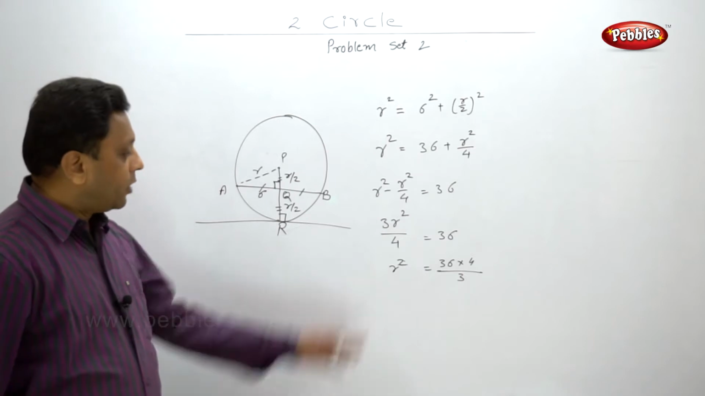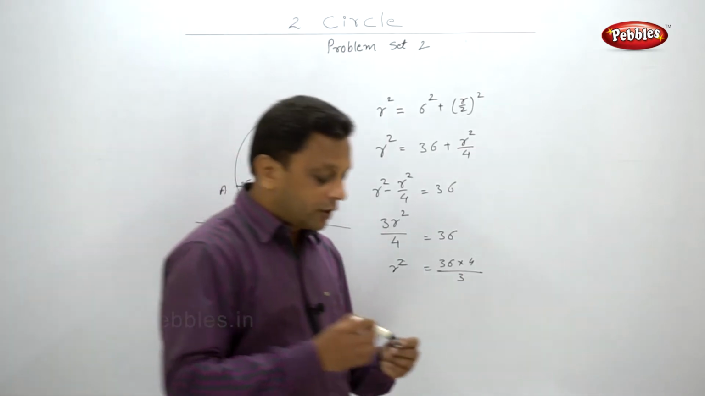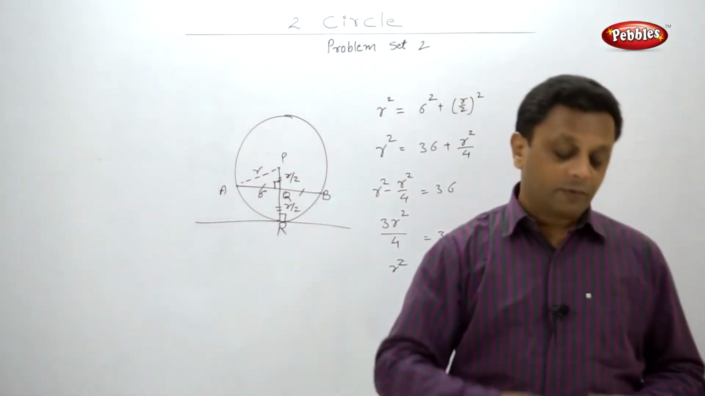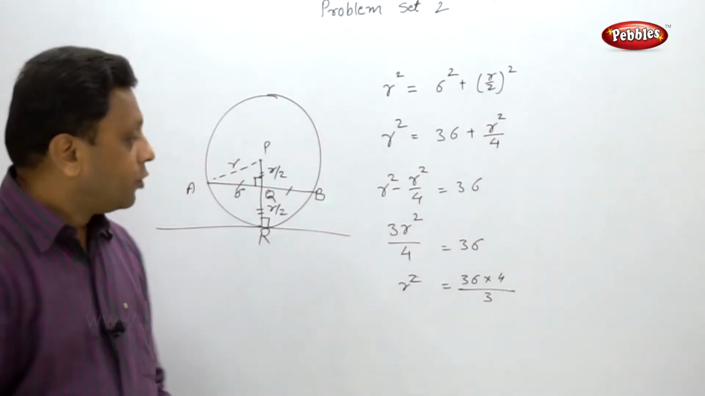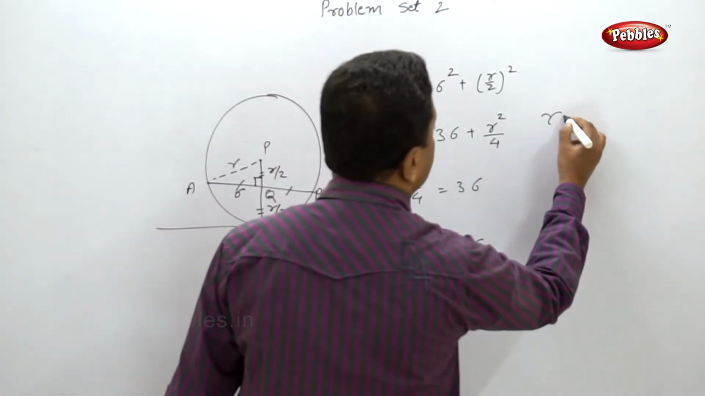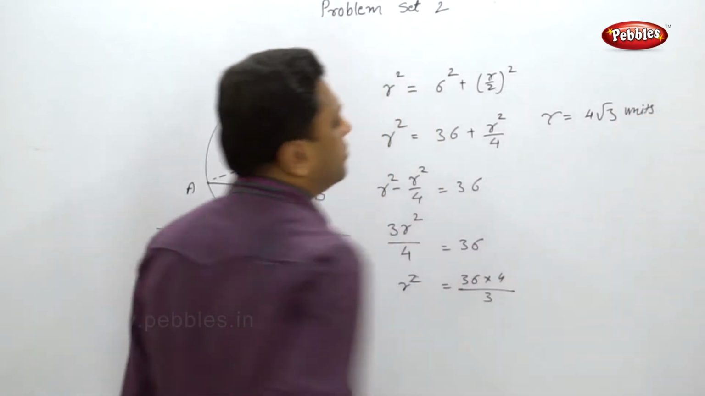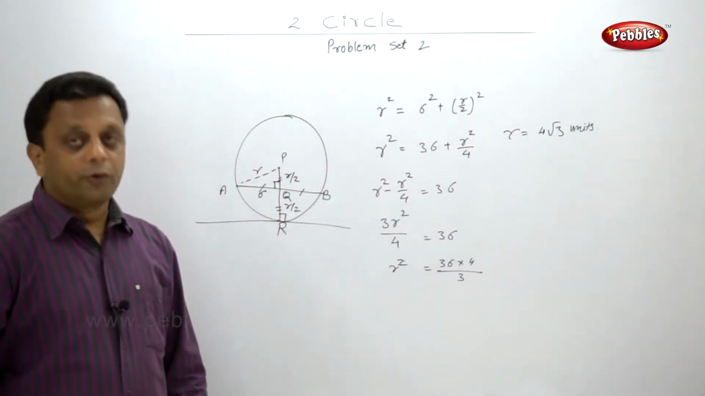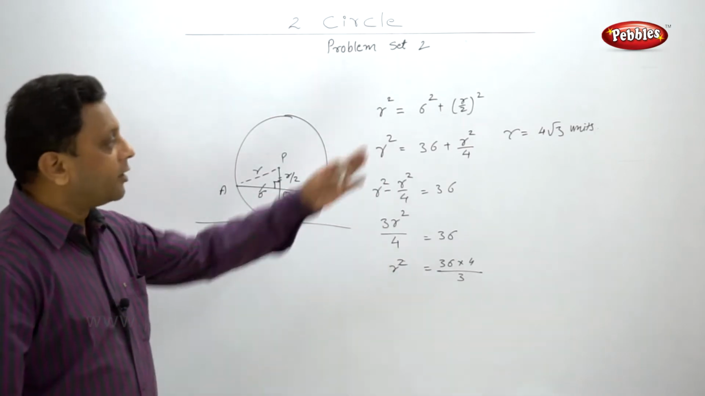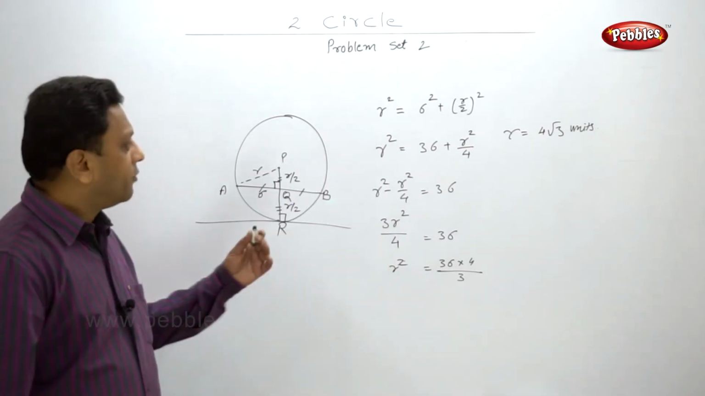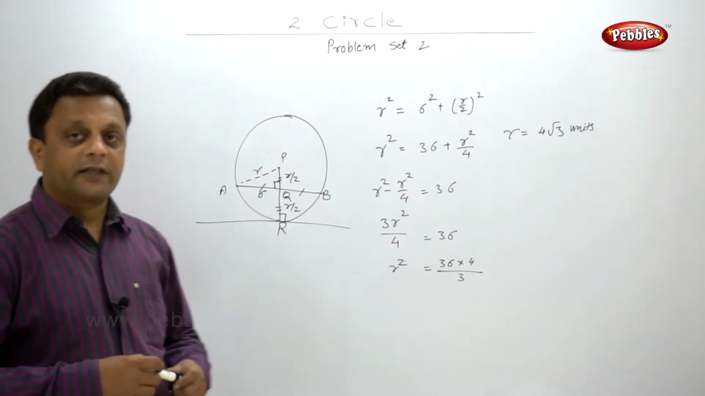So pause your video and find the value of R. That is your required answer. Please do it now. The answer is 4 root 3. R is equal to 4 root 3 units. I am writing units because no unit is given, so you should write the unit there. Very simple example. This was example number 1.